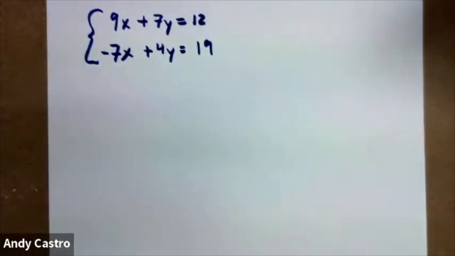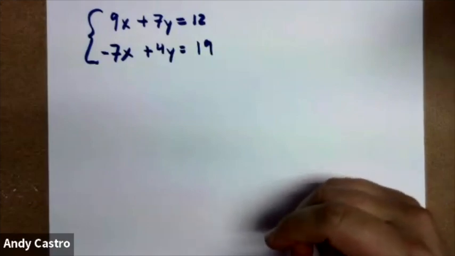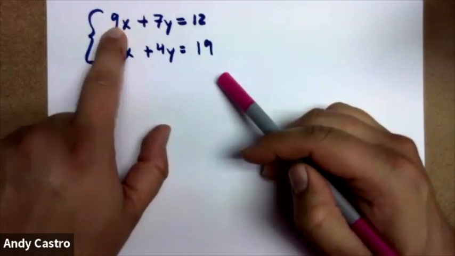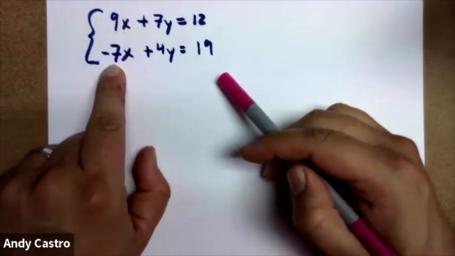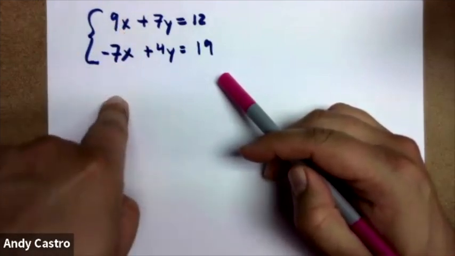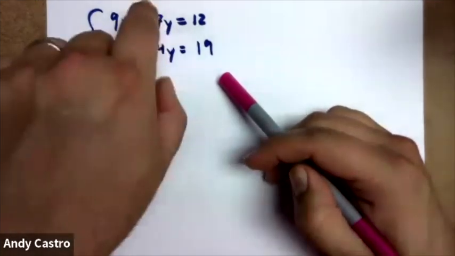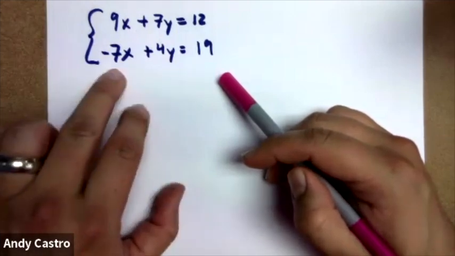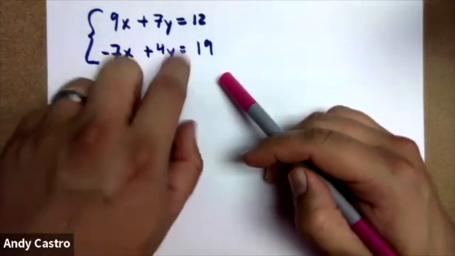Okay, so here, once again, if I were to take these two equations and simply add them together, the 9x and the negative 7x would not cancel. If I added them together, I'd be left with 2x. Here, if I added them together, I'd have 11y. Obviously, neither the x nor the y are canceling.